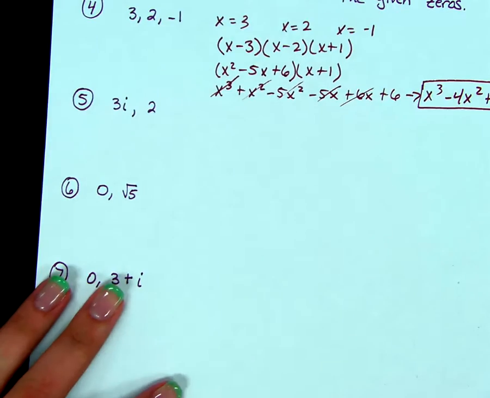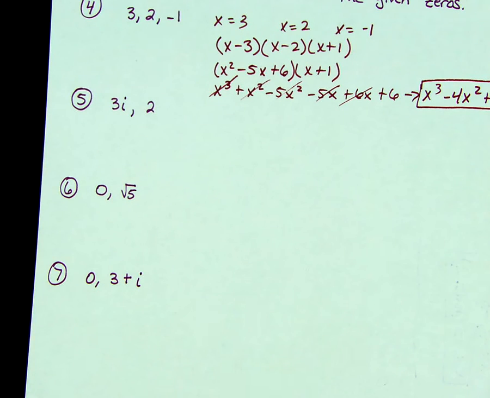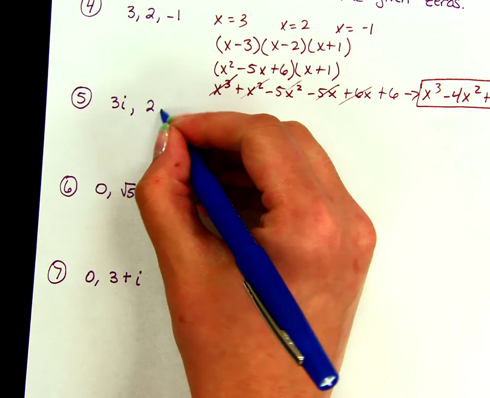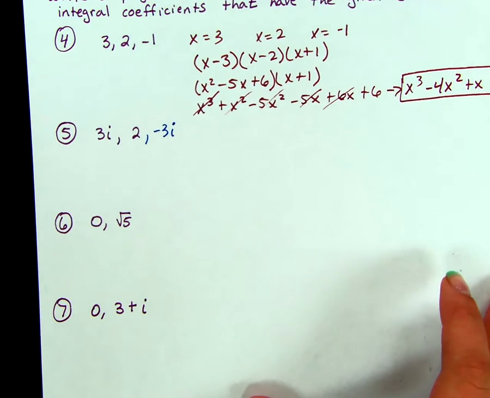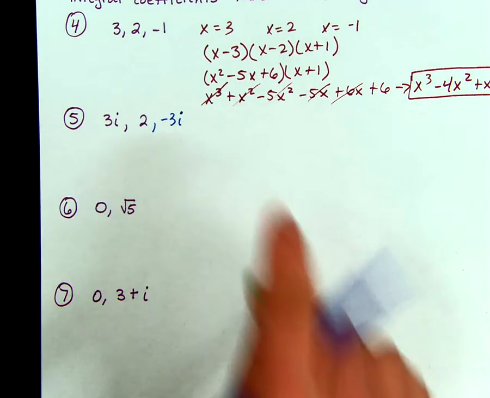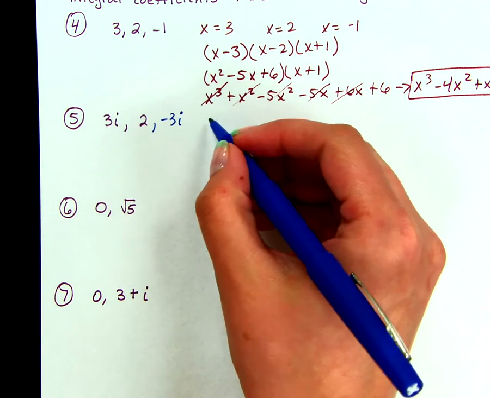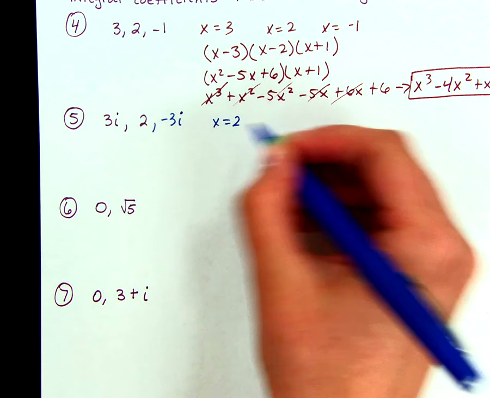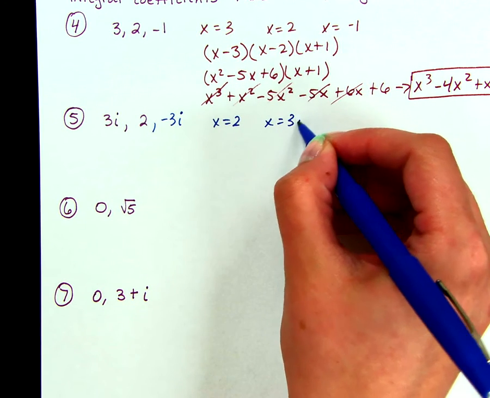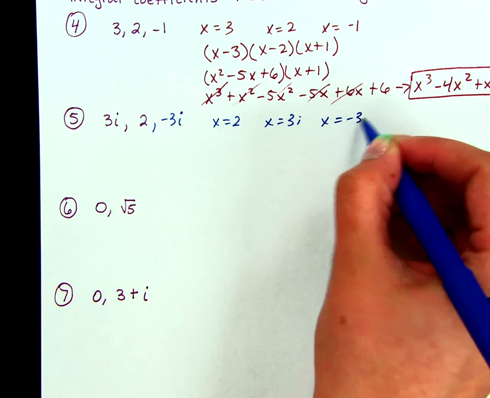All right, so next one is going to be the same idea. But this time we have an imaginary answer. So that means that we are also going to assume that negative 3i is an answer, even though they don't give that to us. And then we're going to start the exact same way. So I'm going to start with this one. So x equals 2, and then x equals 3i, and x equals negative 3i.